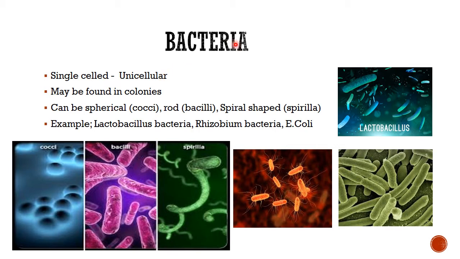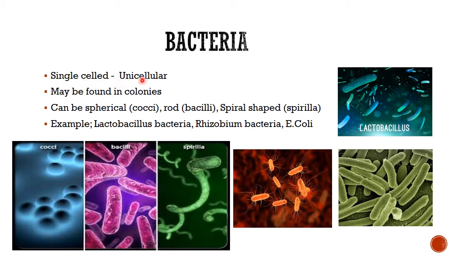These are bacteria, and they may be found in colonies. In a colony, we can find they can be of different shapes. They can be spherical, or they can be rod shaped. These are called rod shaped.